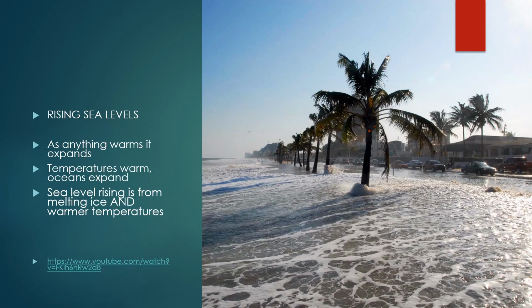Rising sea levels, different places that we see this. So not only do we have the melting of glaciers, we also have ocean that is expanding. So it's kind of like this two-pronged effect. Yes, glaciers are melting, adding more water into the ocean, sea levels are rising. But as global temperatures get warmer, so does the ocean, and when seawater heats up, it expands. Anything that is warm expands. As temperatures warm, oceans expand. Sea level rising is from melting ice and warming temperatures. That's important to understand, okay?